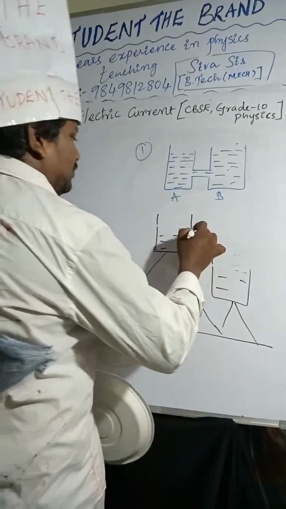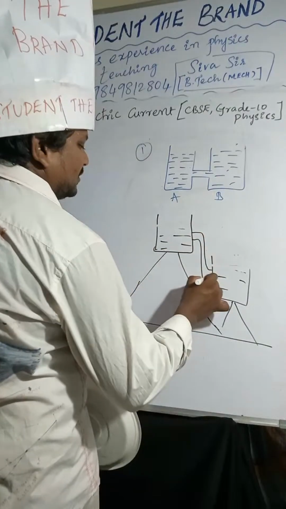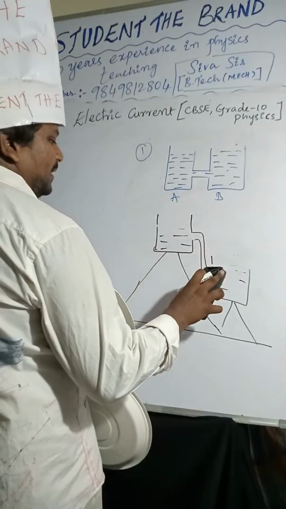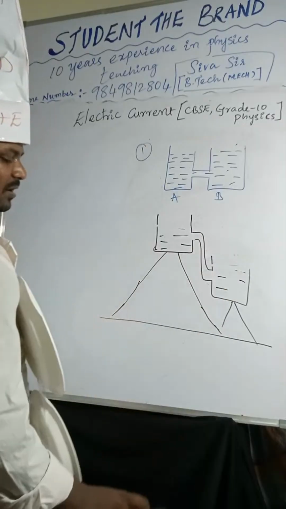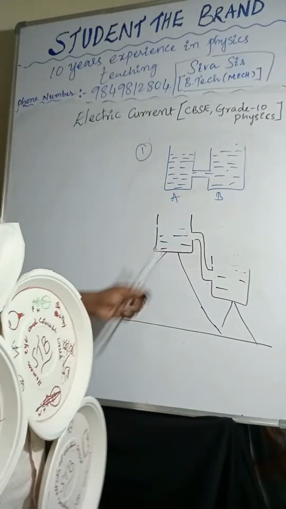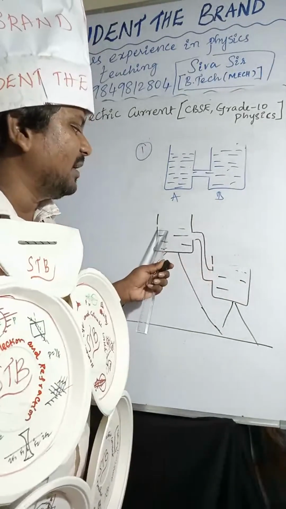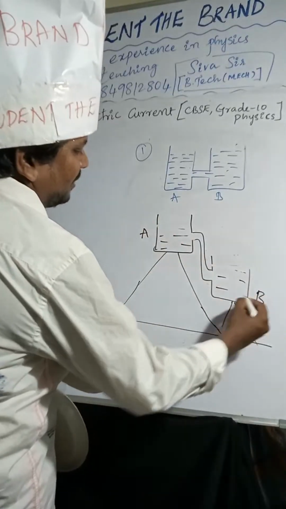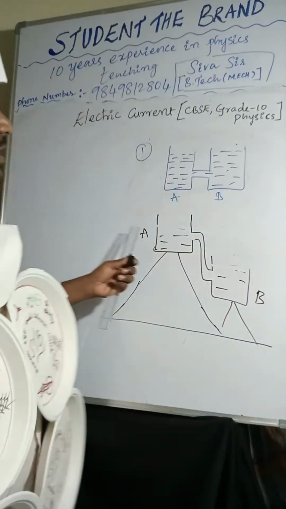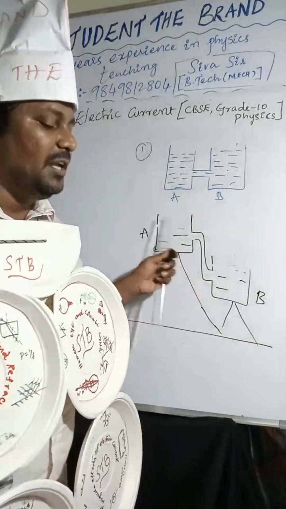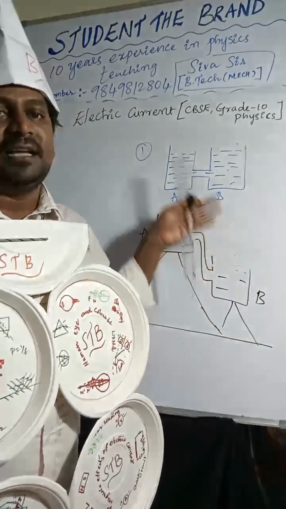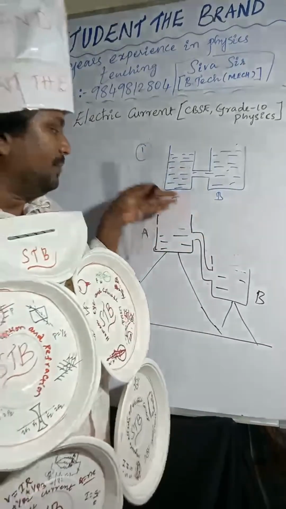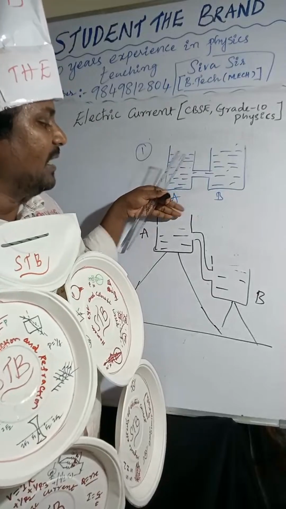If you connect these two beakers, will water flow from beaker A to beaker B? Yes, absolutely. From beaker A to beaker B the water will flow, because some height difference is there. That is the reason water will flow from beaker A to beaker B.